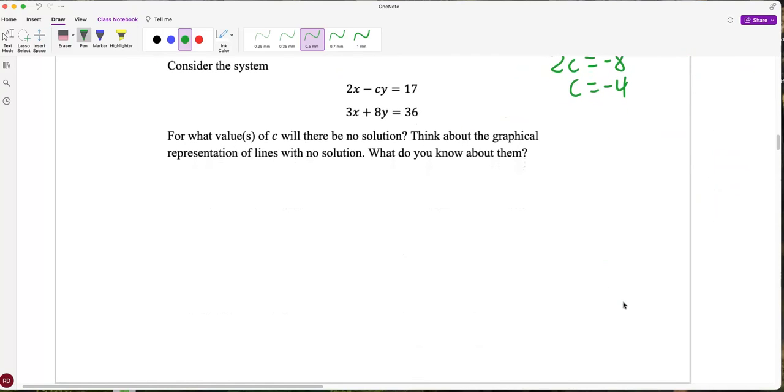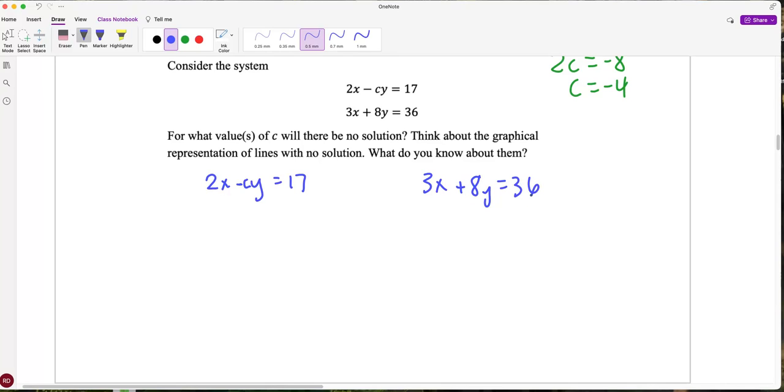Consider this system. For what values will there be no solution? What does it mean to have no solution? It means the slopes are the same. They are parallel lines. So the slopes are the same, but the y-intercepts are not. So let's look at this first one, 2x minus cy equals 17. The second one was 3x plus 8y equals 36.